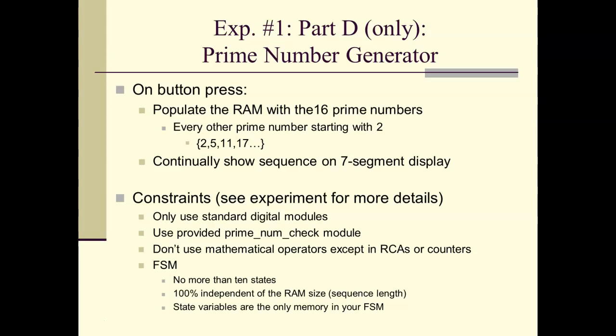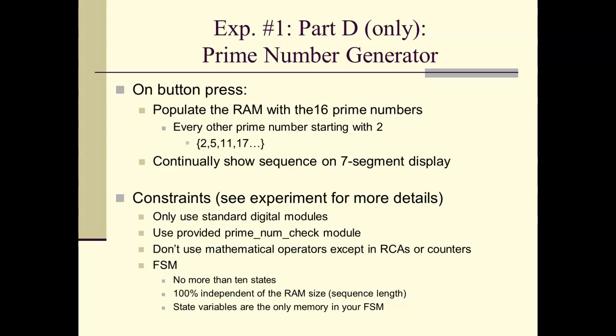So there are some constraints for this experiment. You got to see the experiment for more details. So number 1, use only standard digital modules. Don't make up magic modules that do everything all at once. It's not permitted. I'll kick it out. Don't do that. Essentially, there is a prime number check module in there. You need to use that in your experiment, and you need to use it to find out whether a number is prime or not. Certainly more details about that in the experiment.